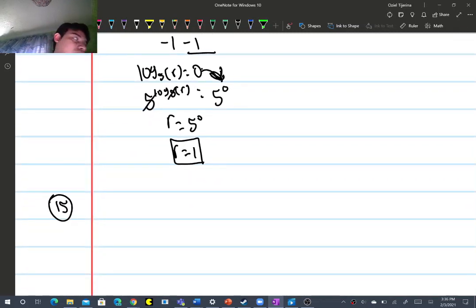Number 15, log of y plus log of 8 equals 3.